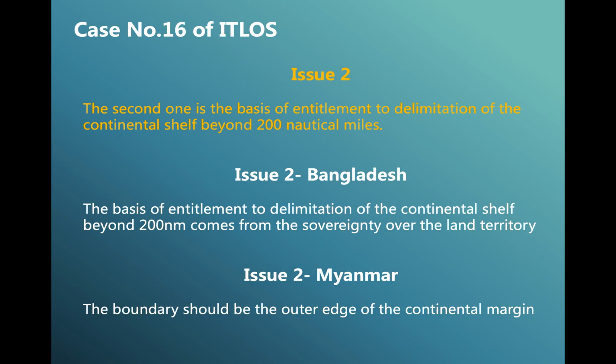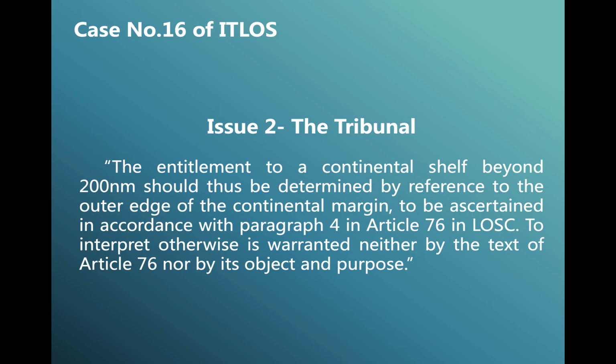For the second issue, Bangladesh argued that the basis of entitlement to delimitation of the continental shelf beyond 200 nautical miles comes from the sovereignty over the land territory, while Myanmar believed that the boundary should be the outer edge of the continental margin. The tribunal concluded that the entitlement to the continental shelf beyond 200 nautical miles should thus be determined by reference to the outer edge of the continental margin, to be ascertained in accordance with paragraph 4 of Article 76 of the UN Convention on the Law of the Sea.